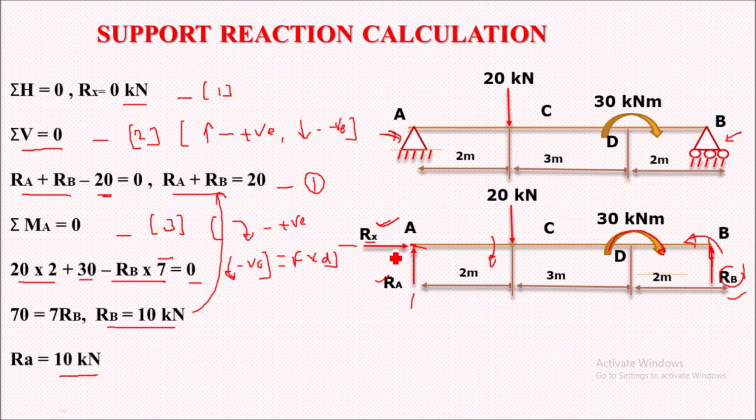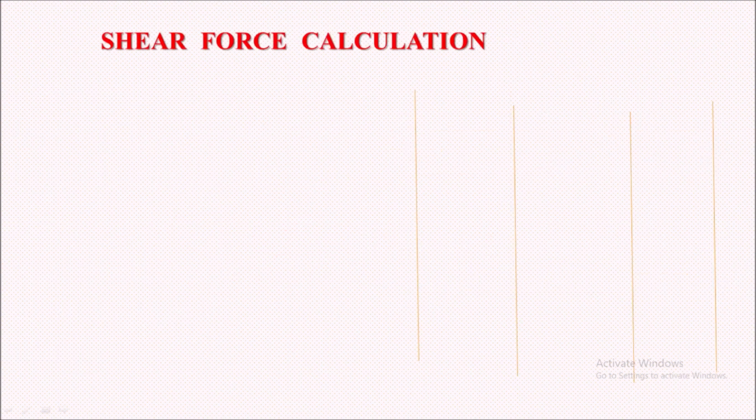In this way, we have calculated the support reactions. The value of Rx is 0. The value of Ra is 10 kilonewton. The value of Rb is 10 kilonewton. Now let's start calculating the shear forces.